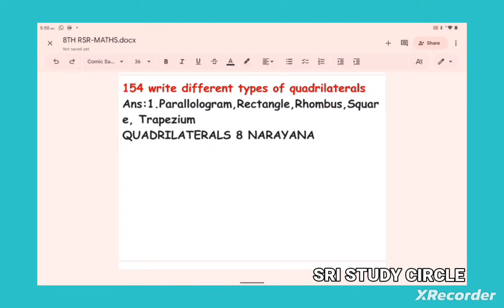Write the different types of quadrilateral. How many types do we have here? 5 types: parallelogram, rectangle, rhombus, square, trapezium. The types of quadrilateral we already discussed in a previous question. First one parallelogram, second one rectangle, third one rhombus, fourth one square, fifth one trapezium.